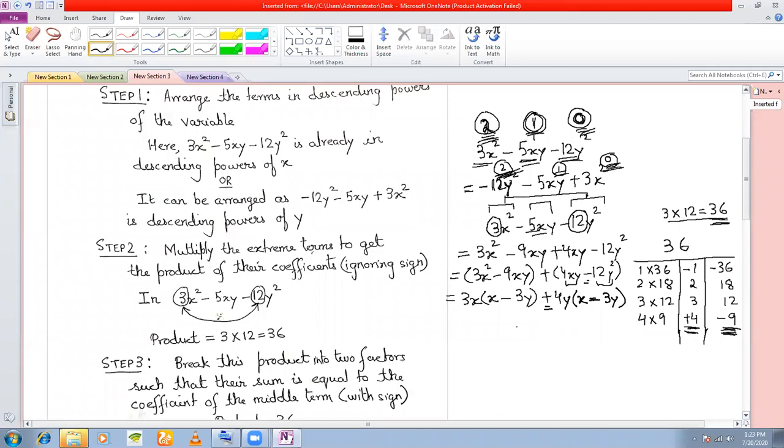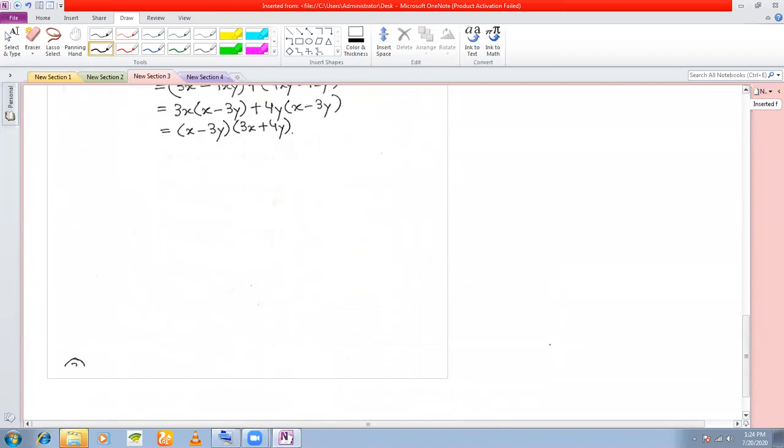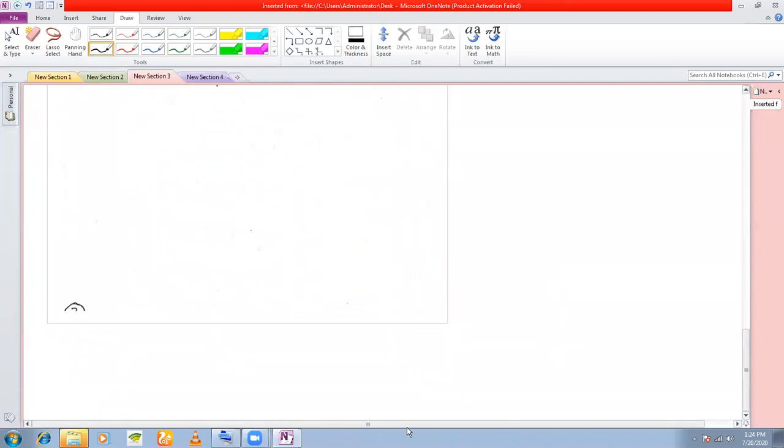Yes, sir, it's clear. So now x minus 3y is a common factor. I take out x minus 3y. After taking out x minus 3y, I'm only left with plus 3x and plus 4y. And so this has been factorized. Clear? Let me take one more example to demonstrate this method. It will get a little more clearer.